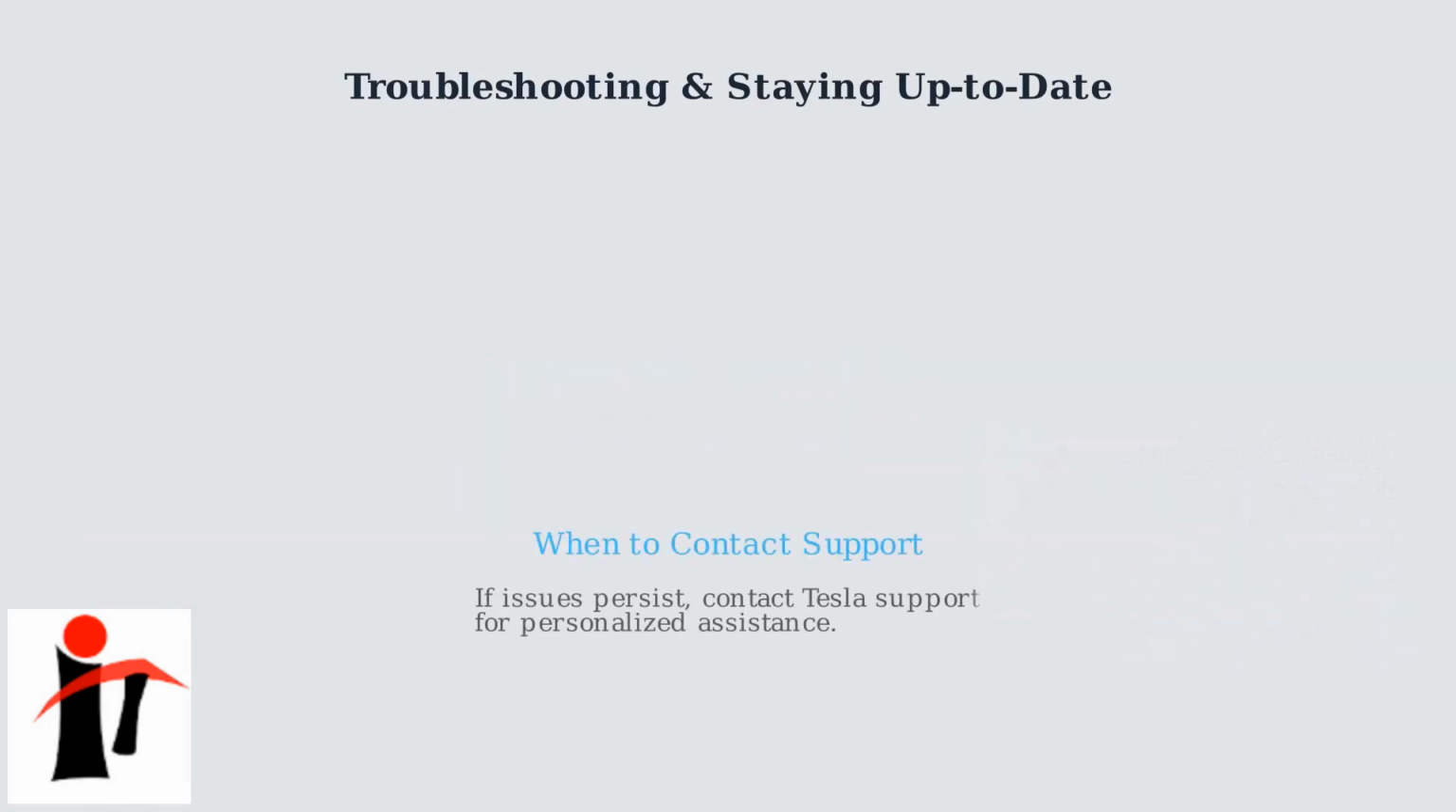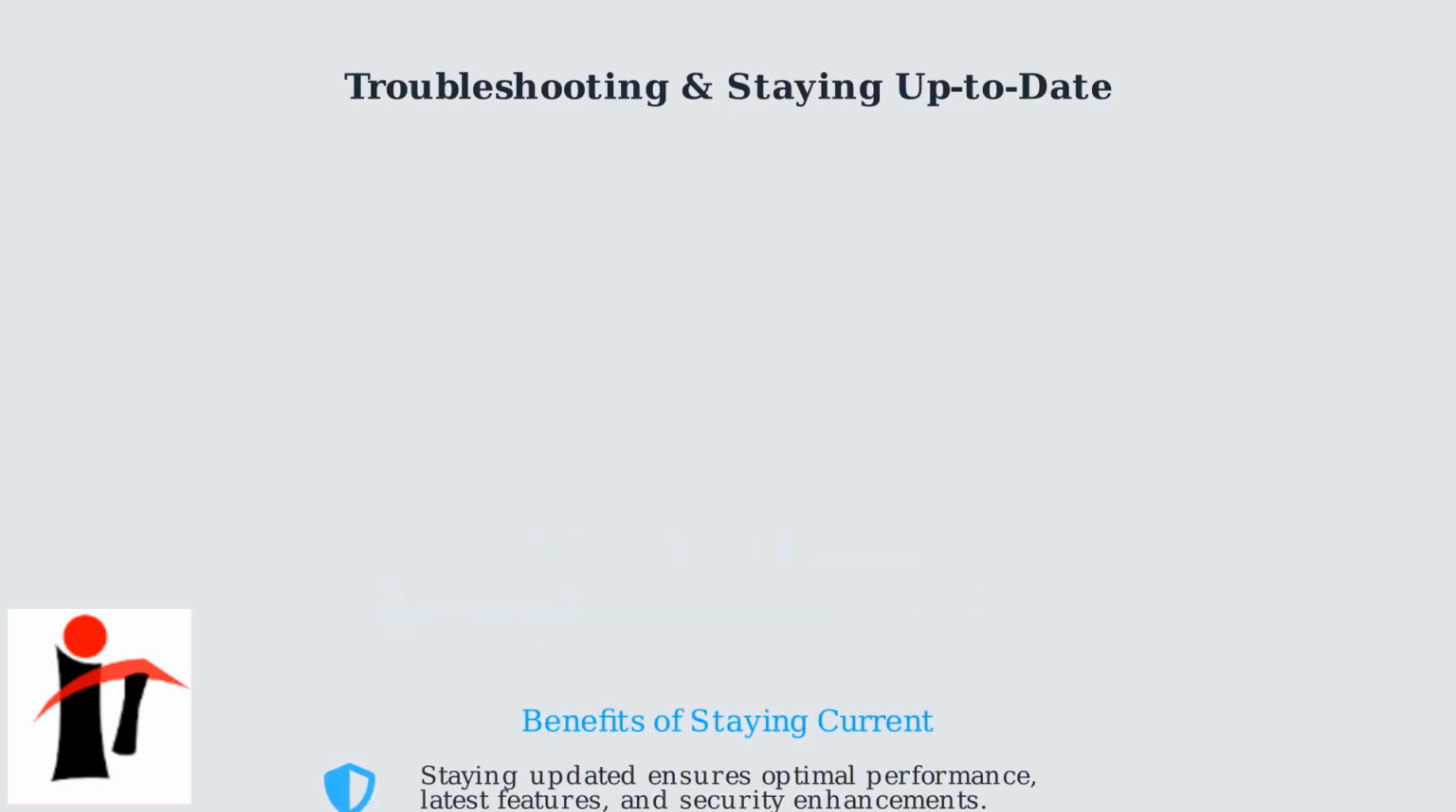If you're still experiencing trouble after checking connectivity, contact Tesla support for assistance. Their team can provide personalized help to get your vehicle updated and running smoothly. Staying up to date with the latest software ensures your Tesla performs at its best, with access to new features and important security enhancements. Regular updates help maintain optimal performance and keep your driving experience safe and advanced.